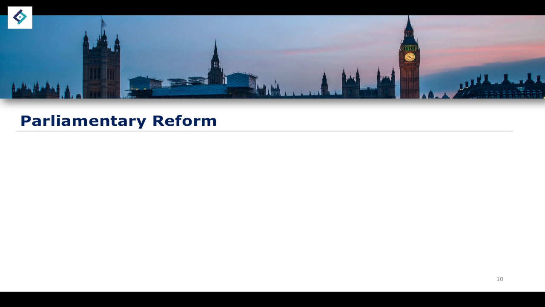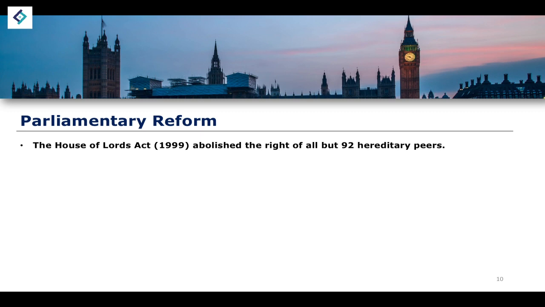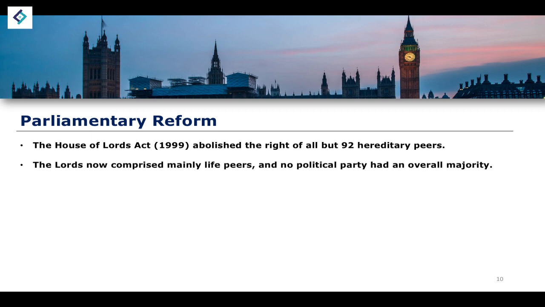In relation to parliamentary reform, of course, we have a number of issues relating to the structure of the House of Lords. So the 1999 House of Lords Act abolished all but 92 hereditary peers. The Lords is now composed mainly of life peers, and we also have no political party having an overall majority.